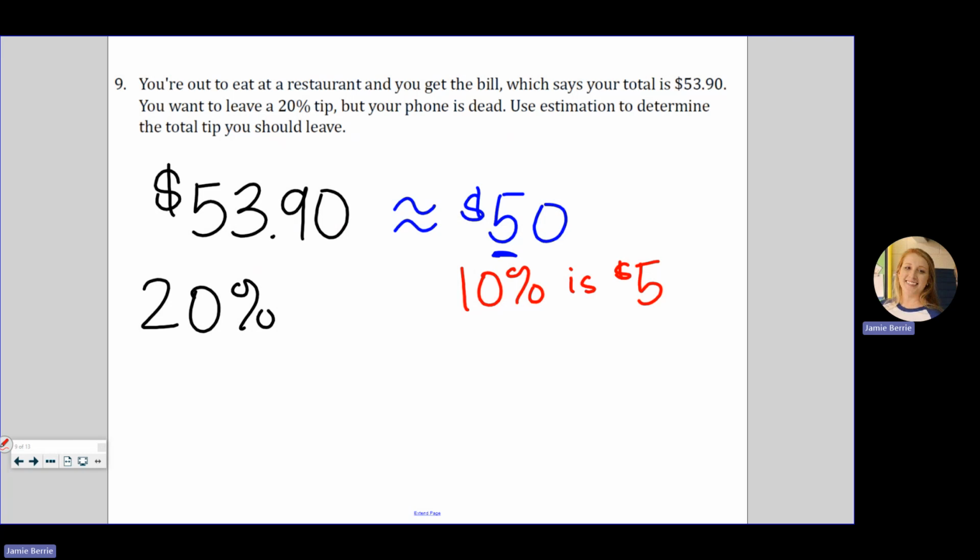So what would 20% be? $10. So therefore, 20% would be double that, so that's $10. It just wants to know what's the total tip you should leave, so we would say $10. And then if you wanted to take into account that you rounded it down a little bit, maybe you would just bump that up slightly, if you were doing this in real life. All right, so not gonna be on the test, but I did see lots of people struggling with that one, so I wanted to show you.